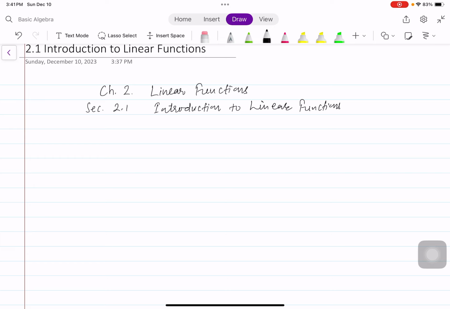We will move to chapter 2, linear functions, and the first section is section 2.1, introduction to linear functions.